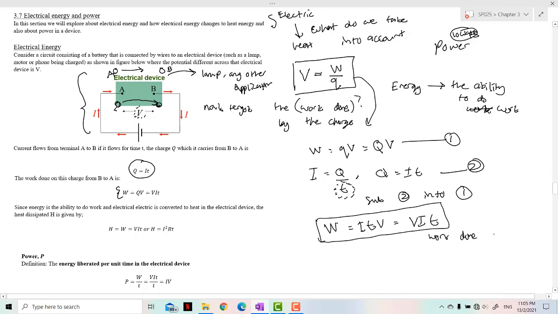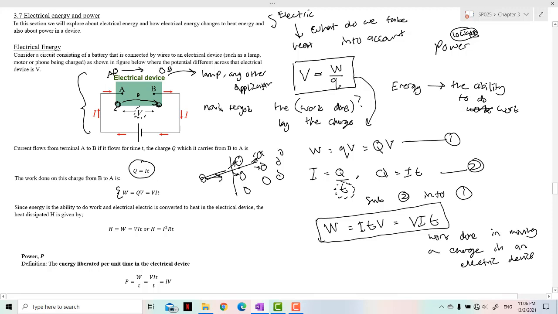Work done in moving a charge in an electrical device. Okay, however, bear in mind, katakan kita tengah menggerakkan kita punya charge kan, kita punya charge tengah gerak dekat dalam kita punya electrical device ni lah. Bila dia gerak dalam electrical device is made up of, let's say, ion and also molecule lah kan. So bila dia melakukan kerja di dalam electrical device, it's moving and it's probably hitting, akan langgar, this molecule and this ions, and it will vibrate.